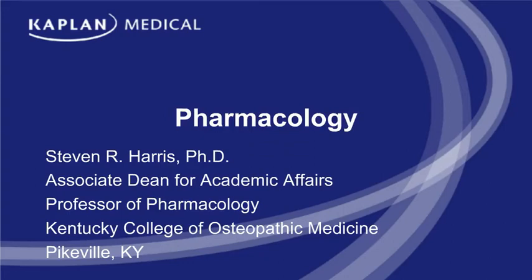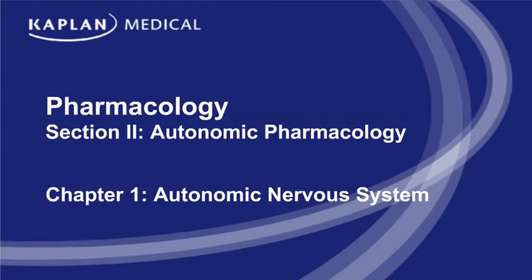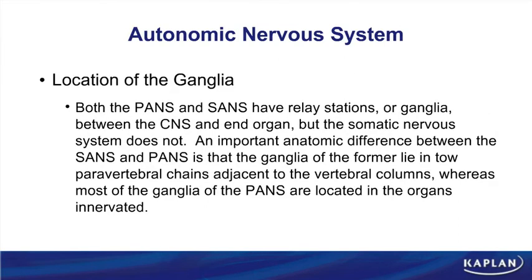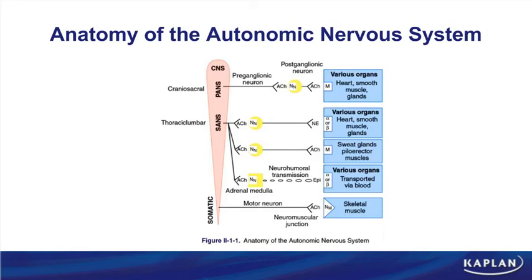Now we'll be covering Section 2, which is autonomic pharmacology. Chapter 1 is going to look at the autonomic nervous system. When you think about the autonomic nervous system, you have to consider the anatomy of the autonomic nervous system, and we will look at that in a diagram on the next page. You also want to consider the location of the ganglia. We will also cover that in the figure on page 40. This diagram is very important for you to understand what's going on with the autonomic nervous system.